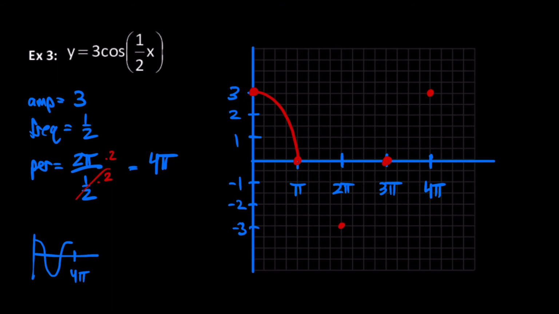Concave down, concave up all the way between pi and 3 pi, and then concave down for the rest.